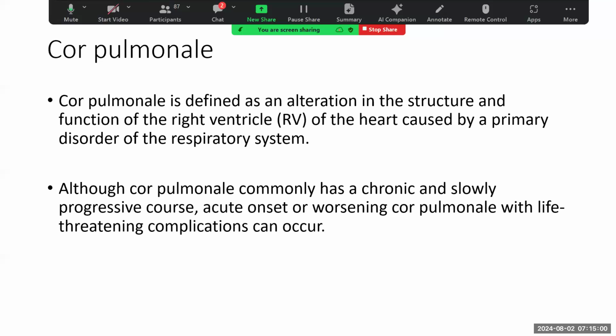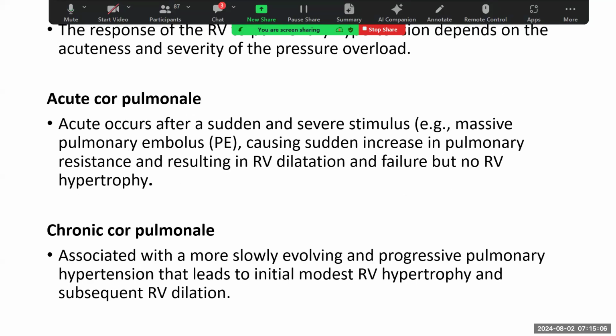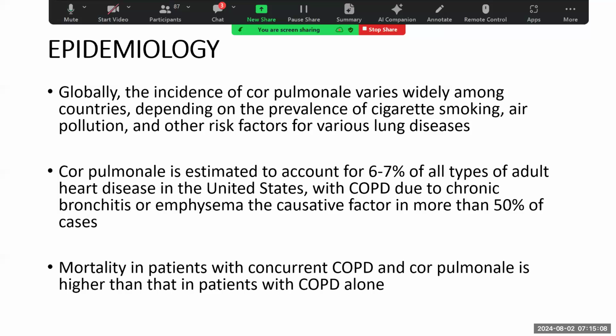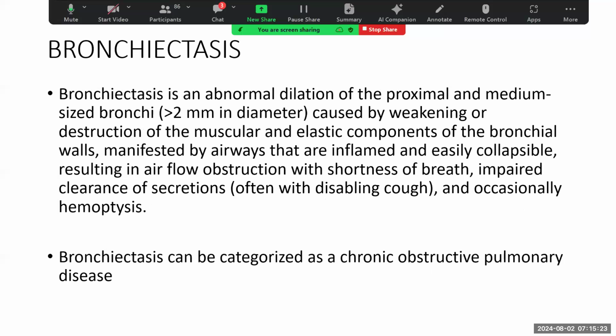And it can be acute, it can be chronic. Acute usually in severe pulmonary embolism, but chronic could be associated with COPD. It's been estimated in the US to account for about 6 to 7% of all types of adult heart diseases, and COPD is implicated in about 50% of these. Patients who have cor pulmonale and COPD have higher mortality compared to patients who have COPD alone.